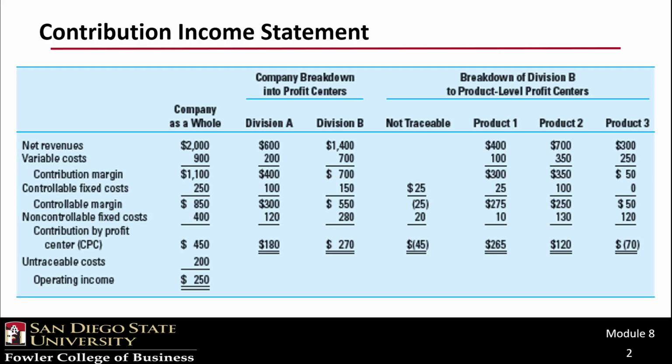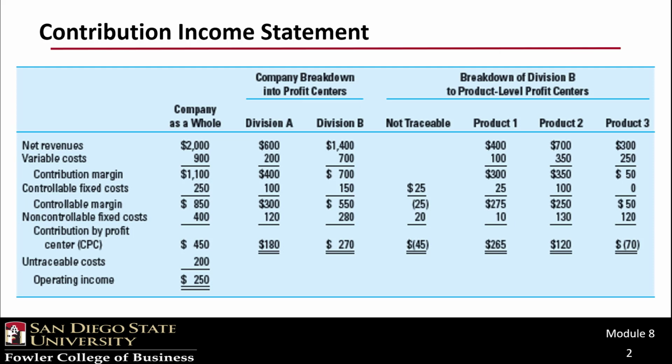The contribution margin income statement can also be used to help determine whether a profit center should be dropped or retained. One complication in the preparation of this statement is that some costs are not traceable at a detailed level, but are traceable at a higher level. For example, the non-traceable Division B costs are traceable to both profit centers.